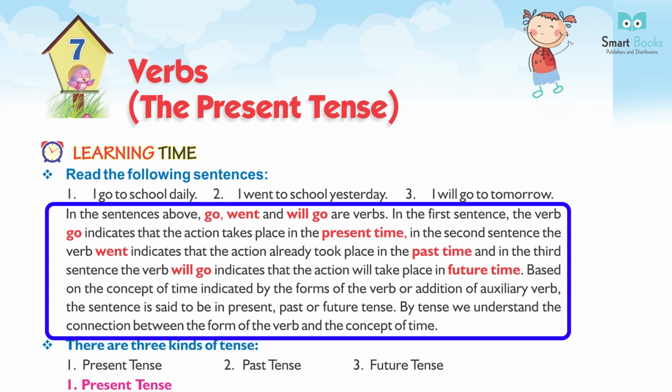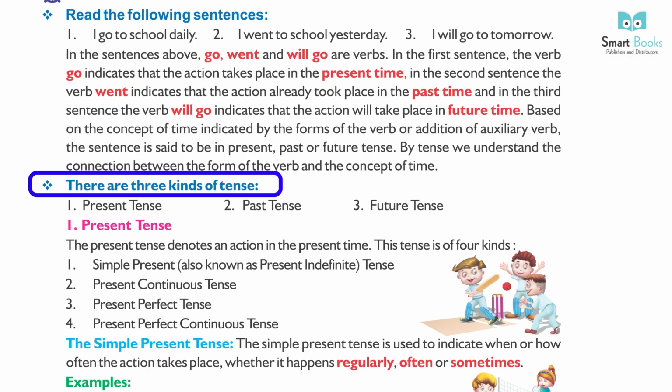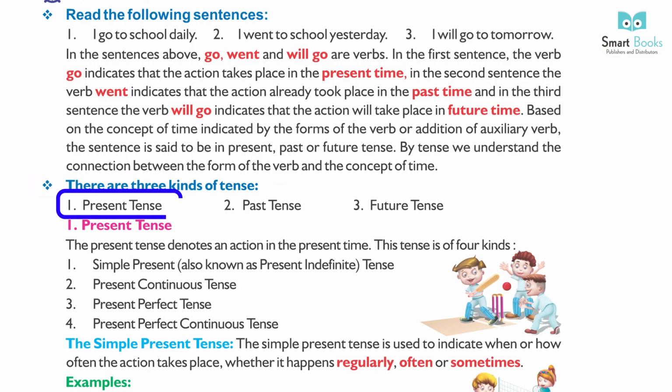Based on the concept of time indicated by the forms of the verb or addition of an auxiliary verb, the sentence is said to be in present, past or future tense. By tense, we understand the connection between the form of the verb and the concept of time. There are three kinds of tense. 1. Present tense. 2. Past tense. 3. Future tense.